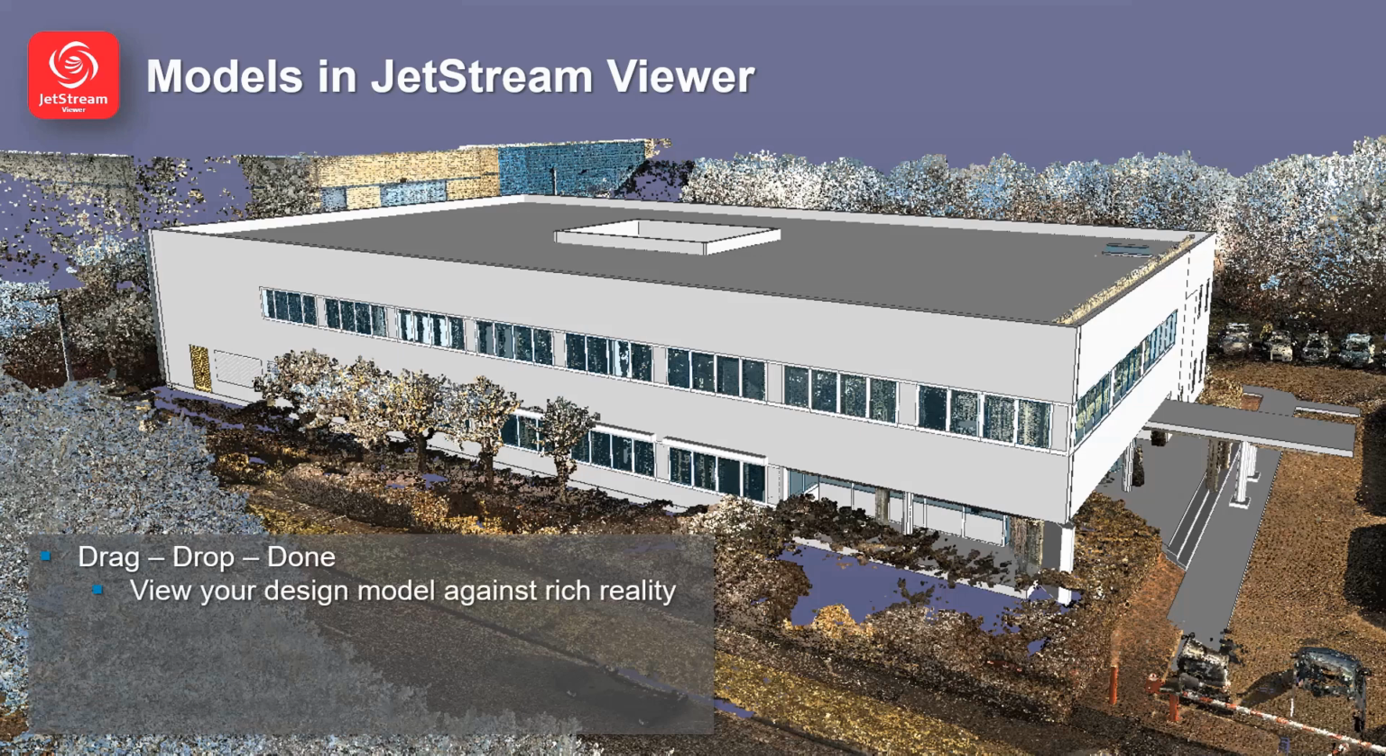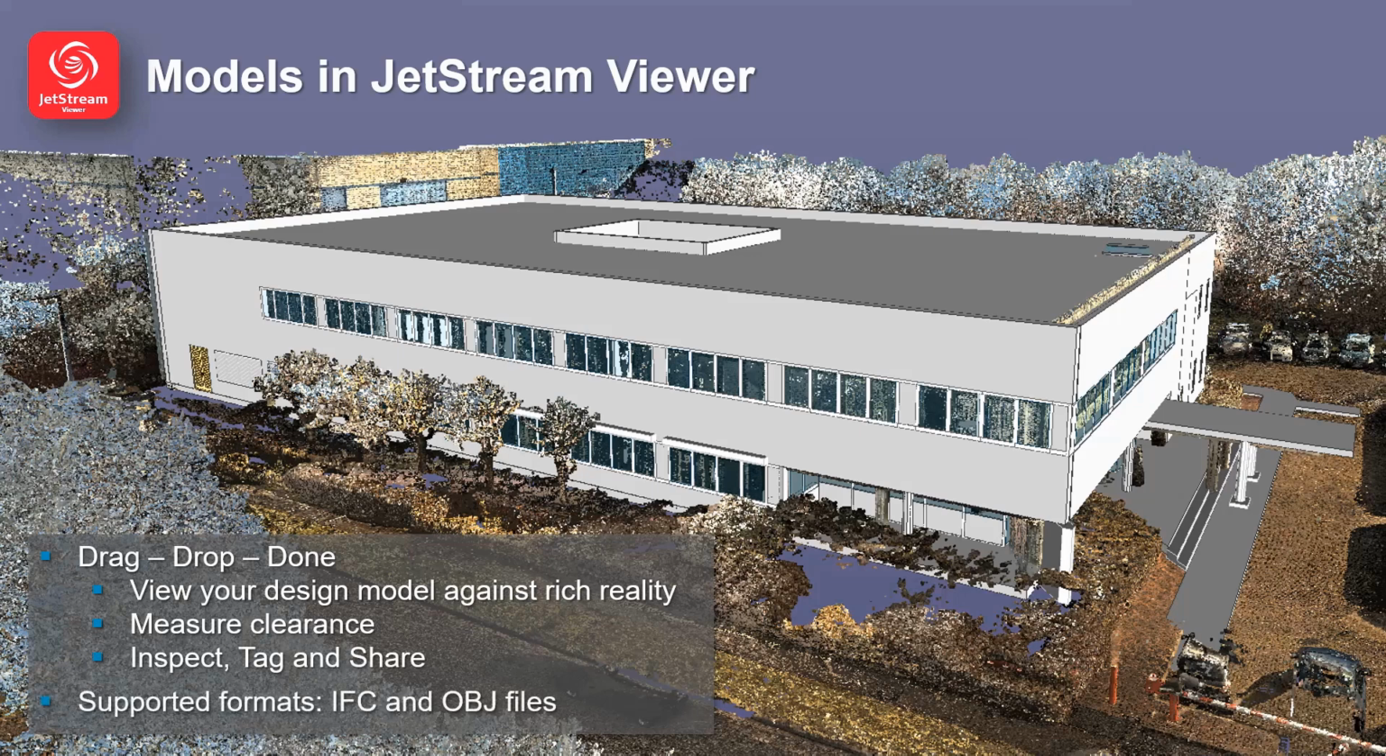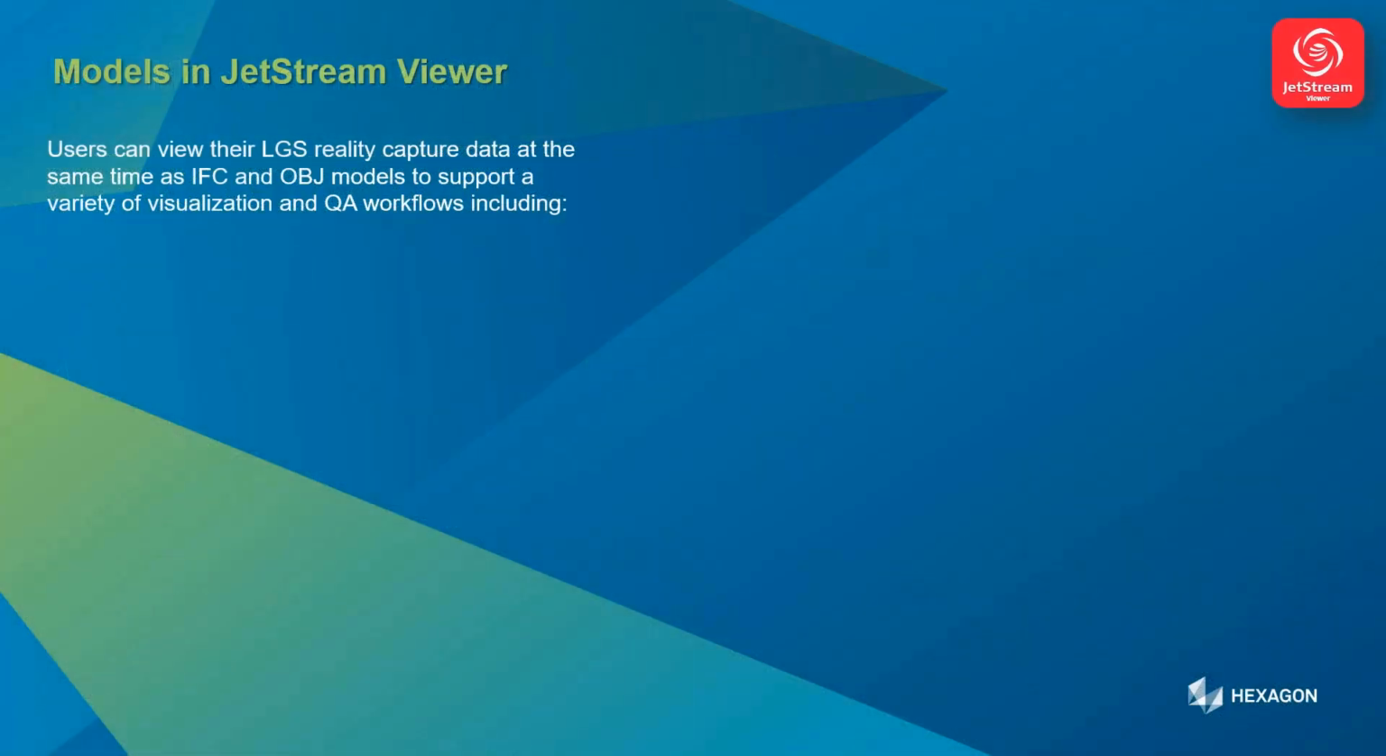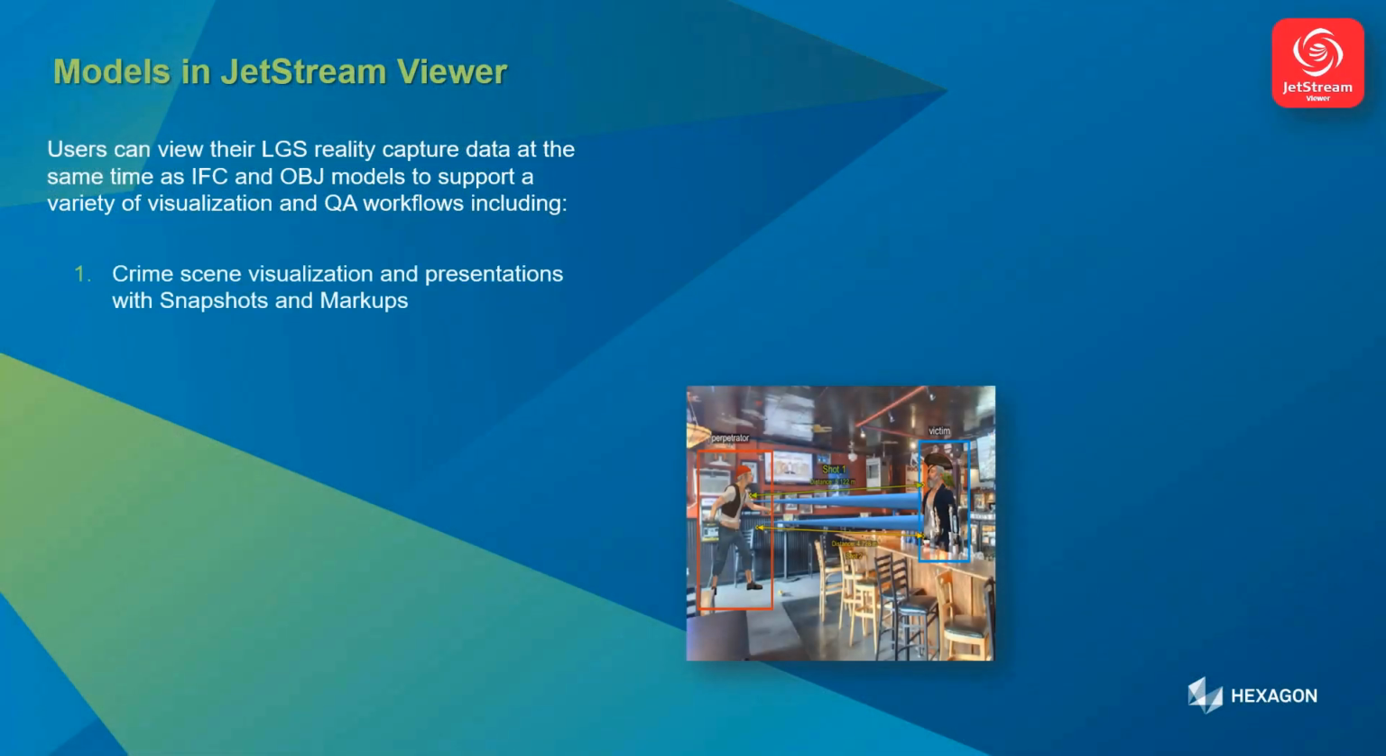So you can view your design against the reality. You can measure any kind of clearances that you want to. You can inspect, you can tag, and you can share directly within that dataset. And as I said before, we're supporting IFC and OBJ. So what does that allow?